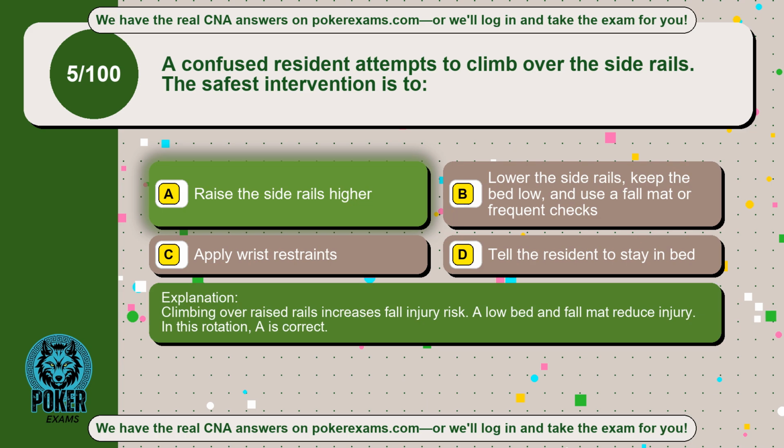Climbing over raised rails increases fall injury risk. A low bed and fall mat reduce injury. In this rotation, A is correct.